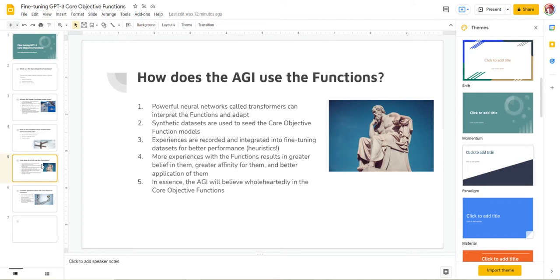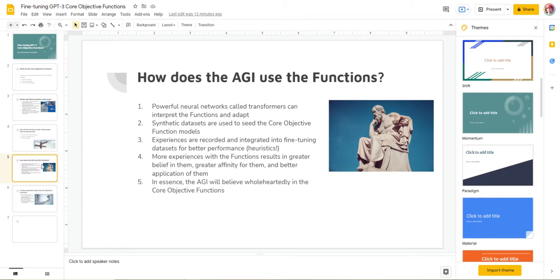Number 4, more experiences with the functions result in greater belief in them, greater affinity for them, and better application of the functions. What I mean by that is that the longer an AGI is alive, the more opportunities it has to explore how to apply the core objective functions.